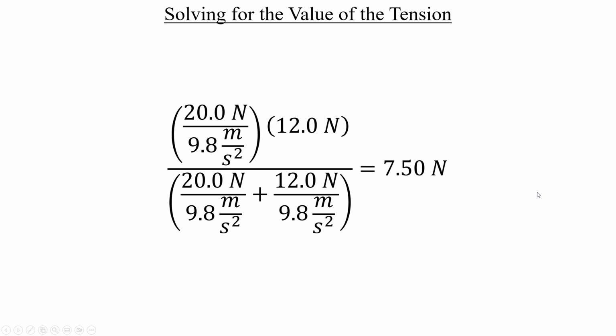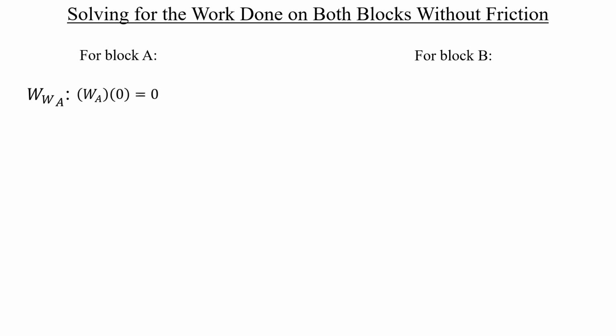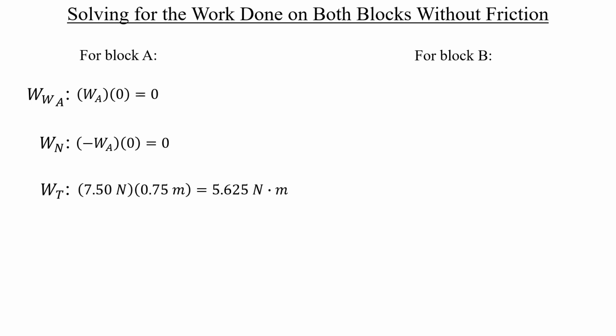With T known, we can now calculate the net work done on both blocks and get part A taken care of. Let's start with block A. The work done by the weight is 0, since the weight doesn't displace that block in the vertical direction at all. The same goes for the normal force. In fact, the only force doing work on this block is the tension of the string.